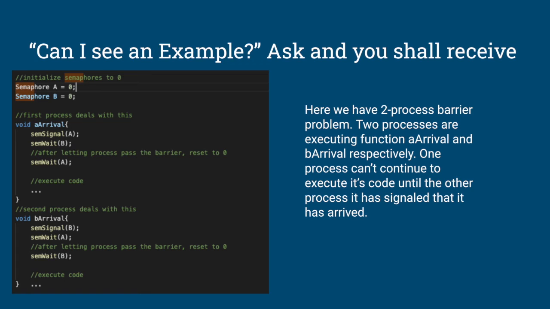But after both processes pass the barrier, we want it to be a continuous barrier, so it resets all over again. So we must reset the resource back to 0 for both of them. So that's what we call semWait A and semWait B. We reset the resource back to 0, and the same function can proceed all over again.